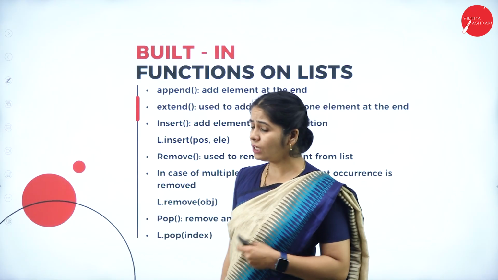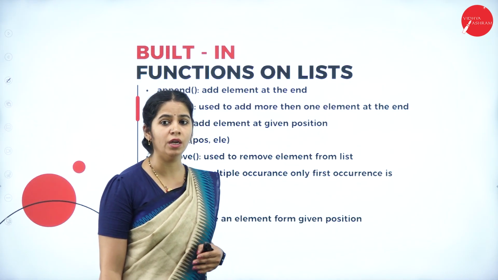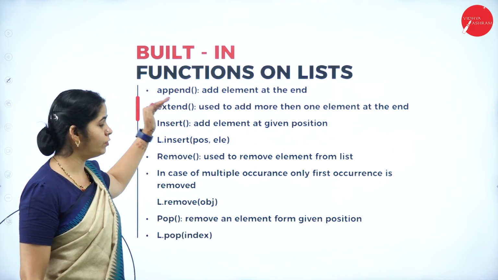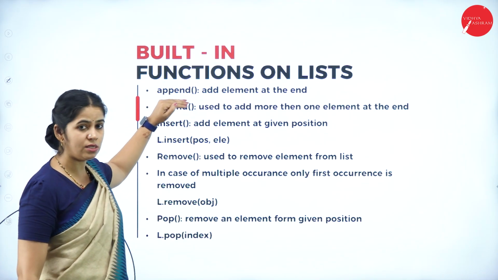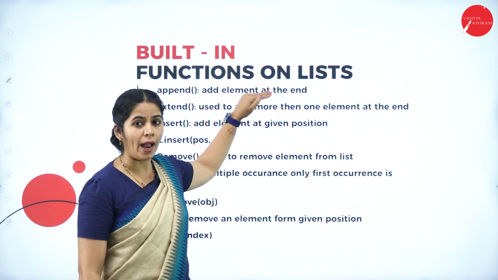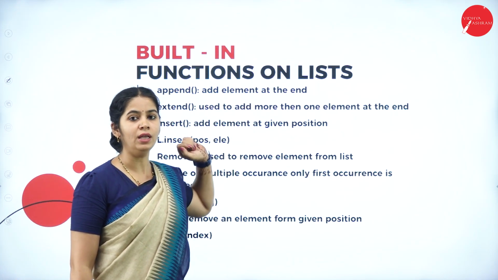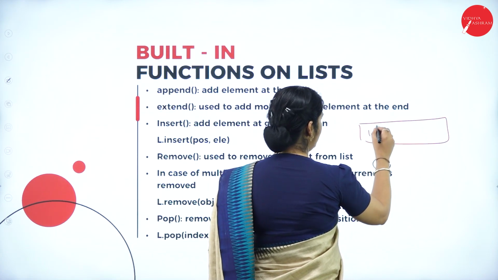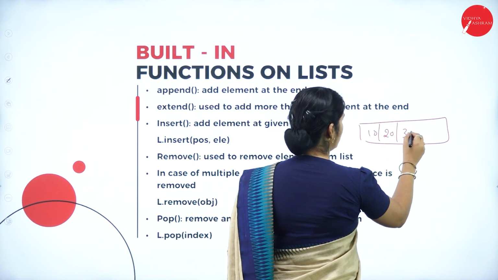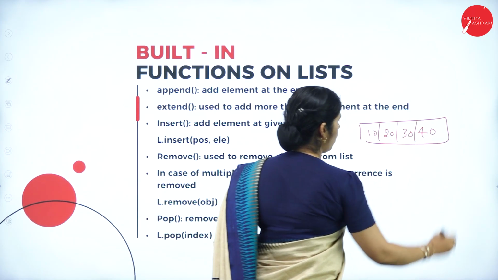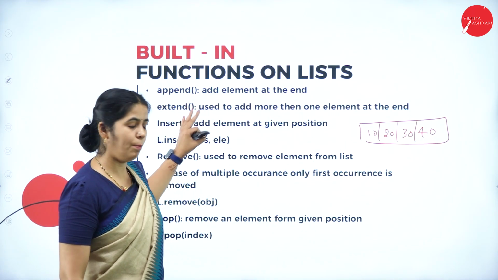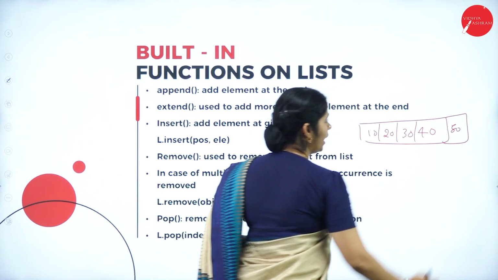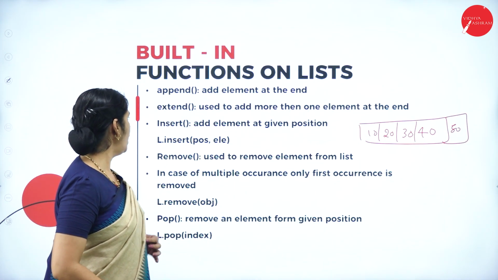Then built-in functions. What are the built-in functions we are using in the list? These are some of the built-in functions. Append. Append is a built-in function used to add an element at the end of the list. If it is my list of 10, 20, 30, 40, and so on, using the append function, I can add the element at the end of the list, right?